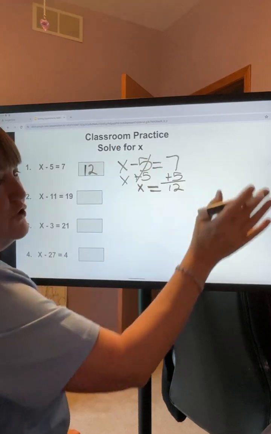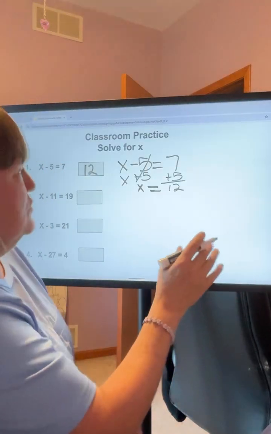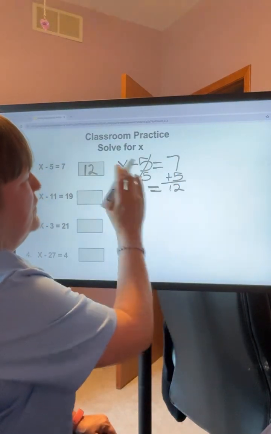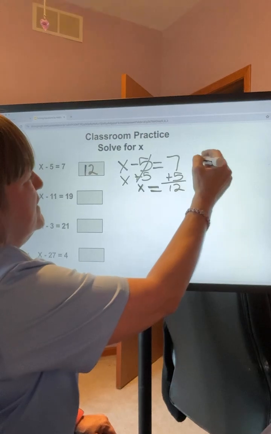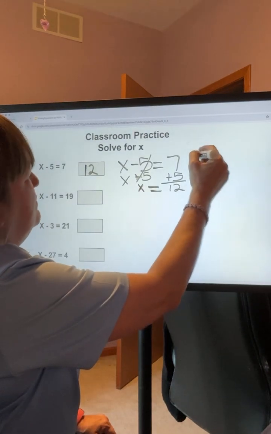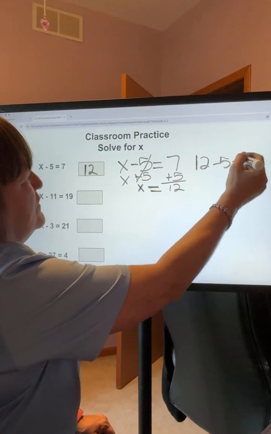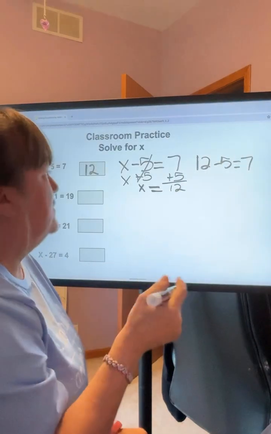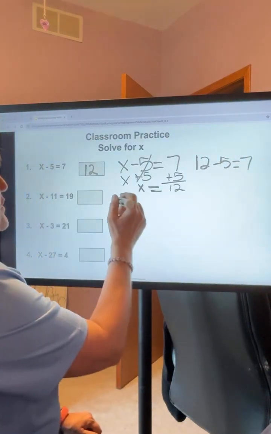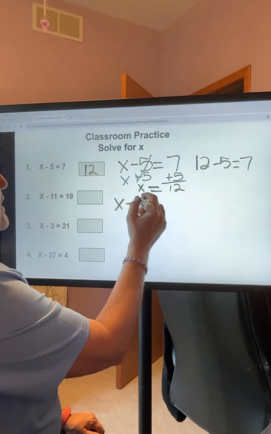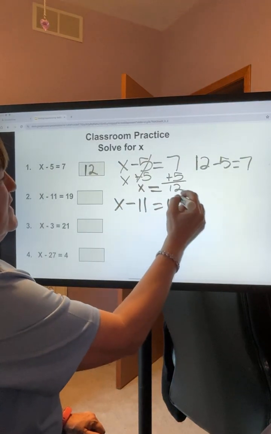Now if you want to make sure your answer is correct, it's super easy. Just plug in whatever number you said it is. So 12 minus 5 equals 7. Super simple, right?